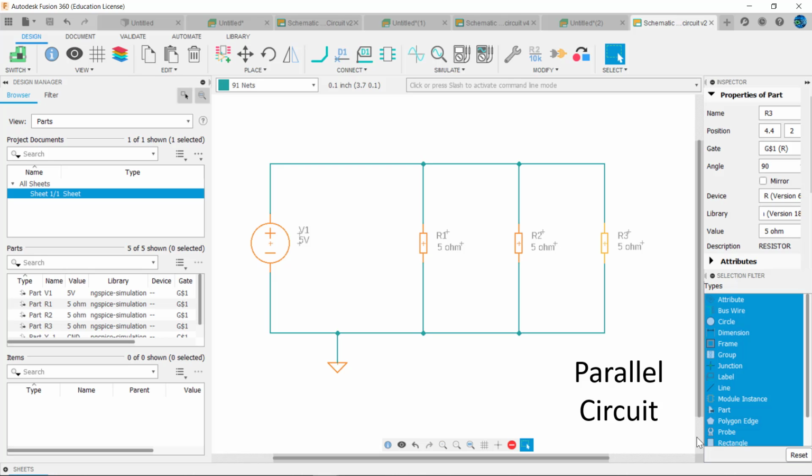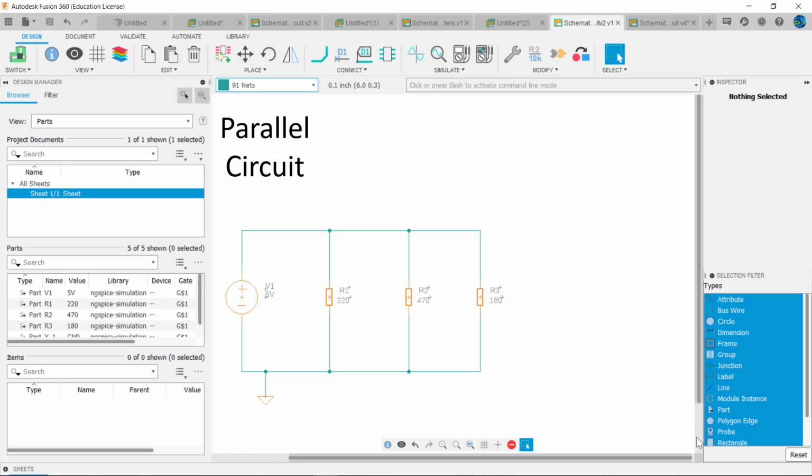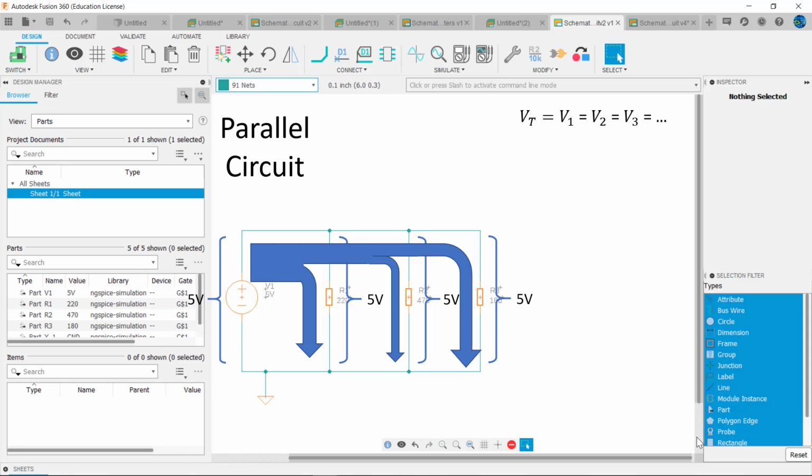Recall, devices connected in parallel have more than one path for current. A characteristic of parallel circuits is that each device in parallel has the same voltage across it. We can see in this circuit that each device is connected across the 5-volt source, and so each device has 5 volts across it. Mathematically, we would say VT equals V1 equals V2 equals V3, and so on. Current in the circuit divides up amongst the branches.